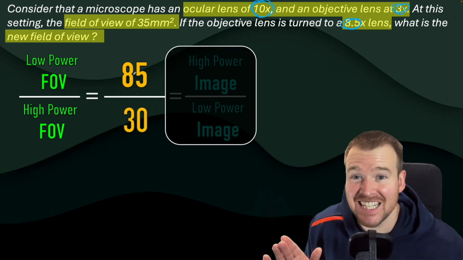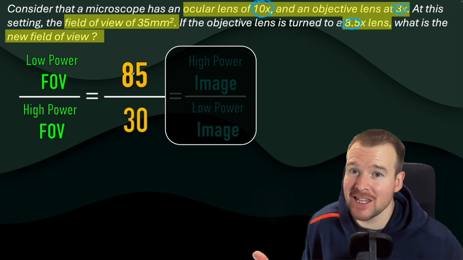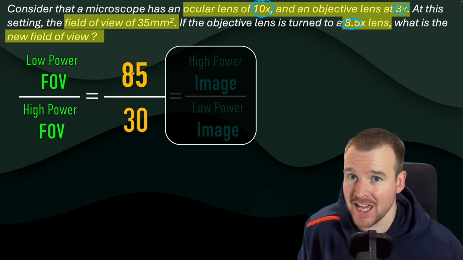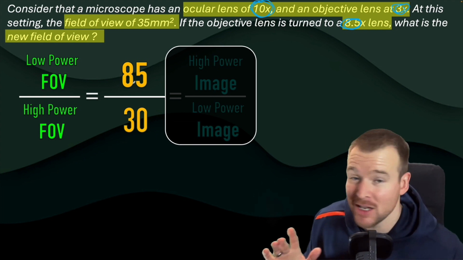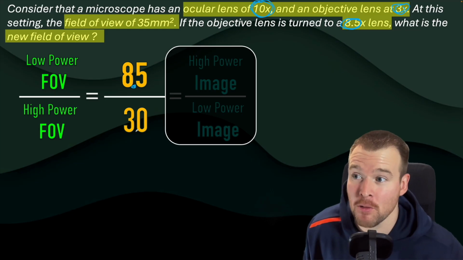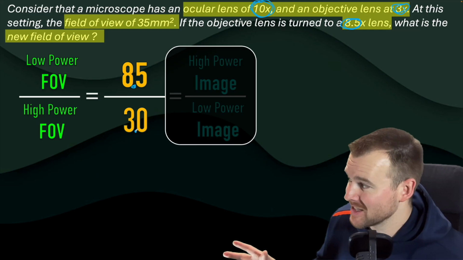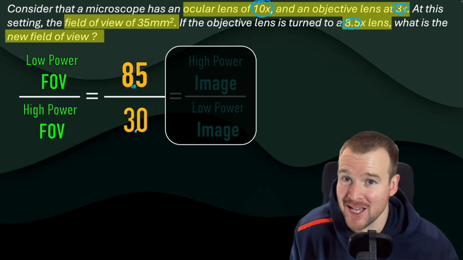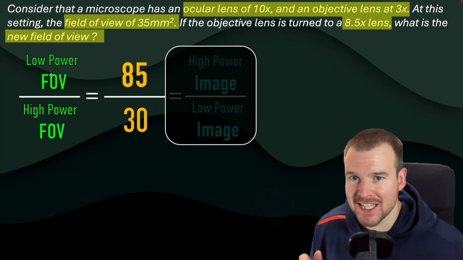And I'll be honest, I didn't even really have to do that. It's good to know that they could ask you what's the magnification at high and low power. But even if you forgot to do that and you put 8.5 and 3.0, this fraction still actually works out to be the same. You'll still probably get the same answer even if you forgot that part. Okay, let's continue on with the question.